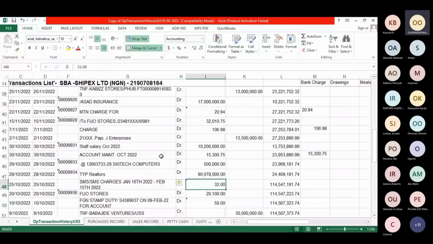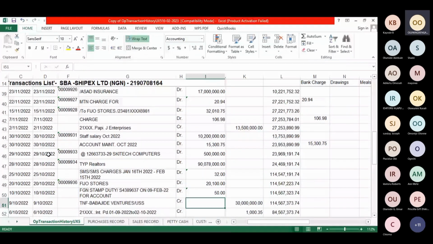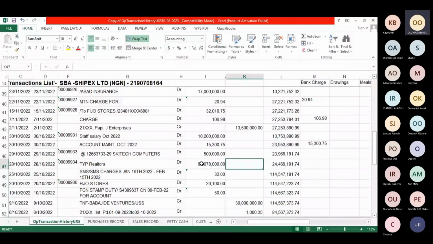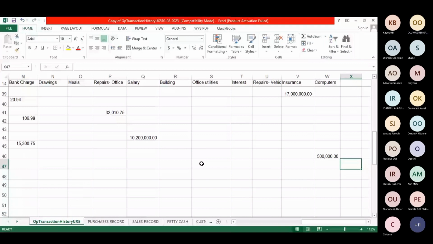Then 28th October, CYP Realtors. This relates to the purchase of land. That means the company purchased land. So I'll come here and say land.